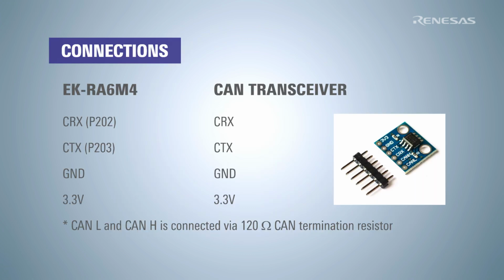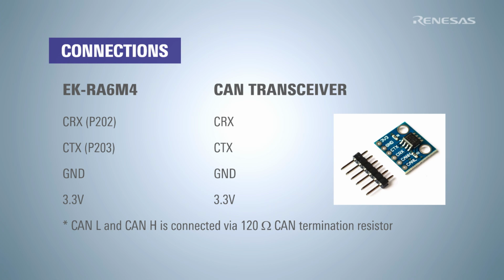The hardware connections for our project include a generic CAN transceiver module, which is connected to the EK RA6M4 board through the CTX and CRX pins. A 120 ohm resistor between the CAN-L and CAN-H is to be used as a termination resistor as per CAN protocol.